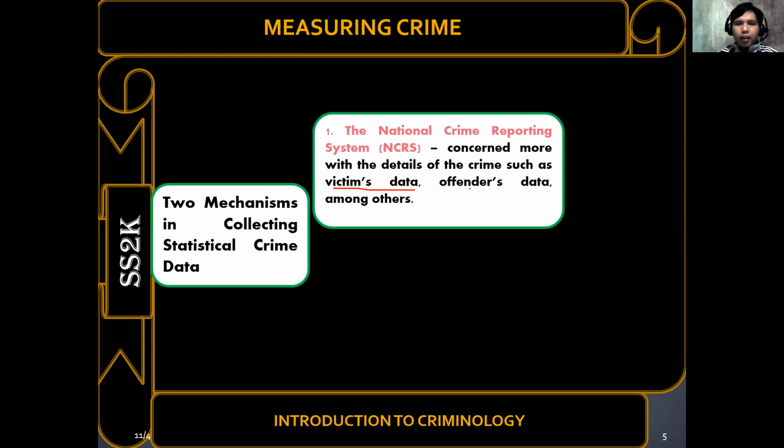Okay? Then it also includes offenders data. Sino nga ba ang usual na gumagawa ng krimen? Yung bang mayroong history nung siya ay bata pa? Yung bang dating juvenile, pagtanda ay gagawa ng krimen? Ayan. So, yun po yung nilalaman ng tinatawag pong National Crime Reporting System or NCRS.